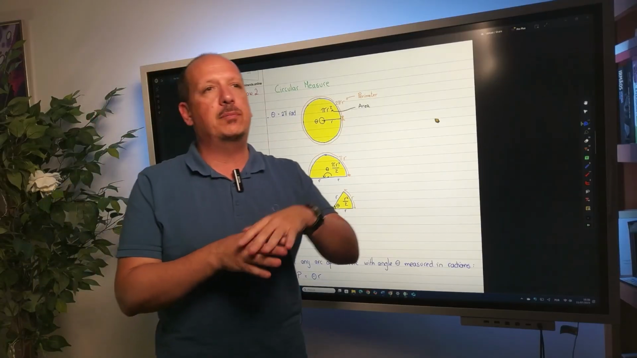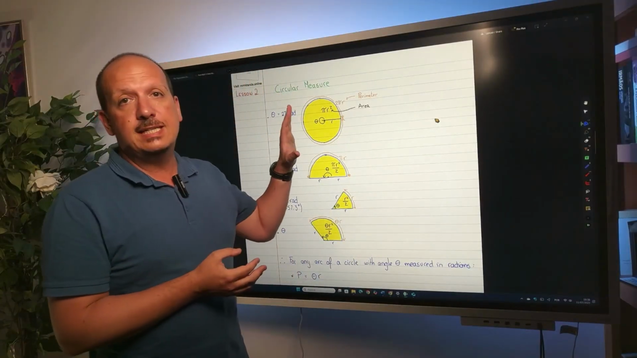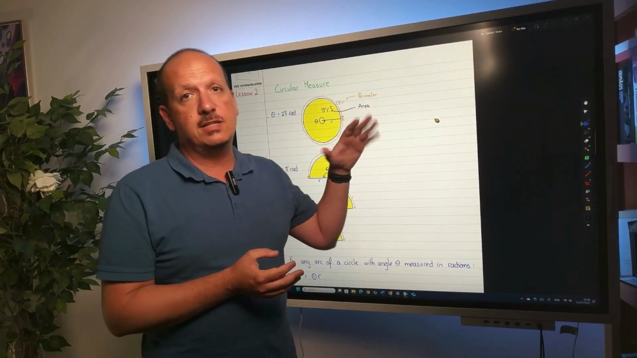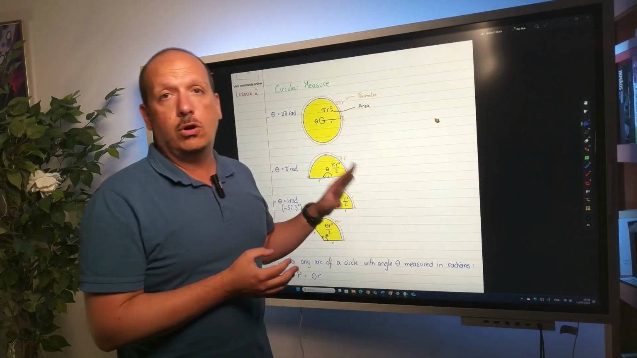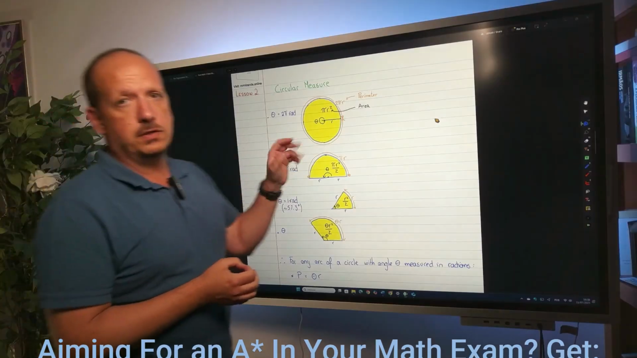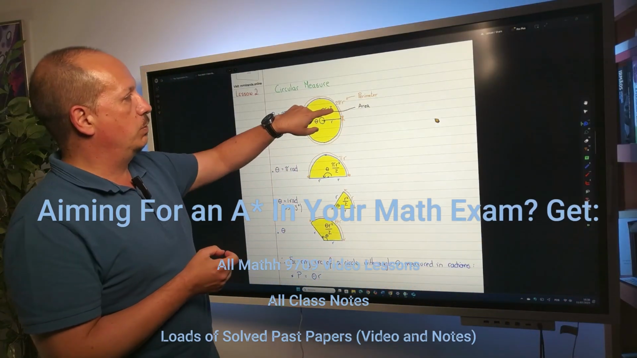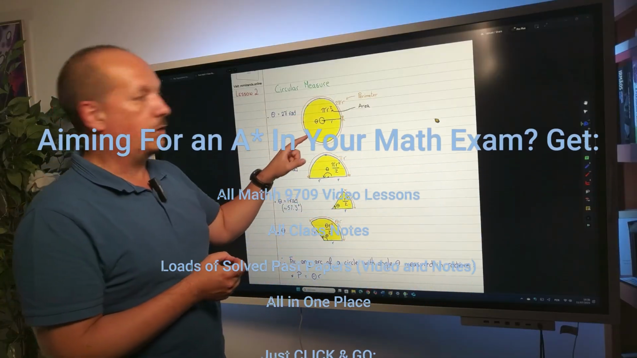You have to find perimeters and areas of different shapes. The only difference is that now you're going to use radians instead of degrees, and this only works with radians. Okay, so let's take a full circle to begin with. All right, you know that the perimeter equals 2 pi r, right?